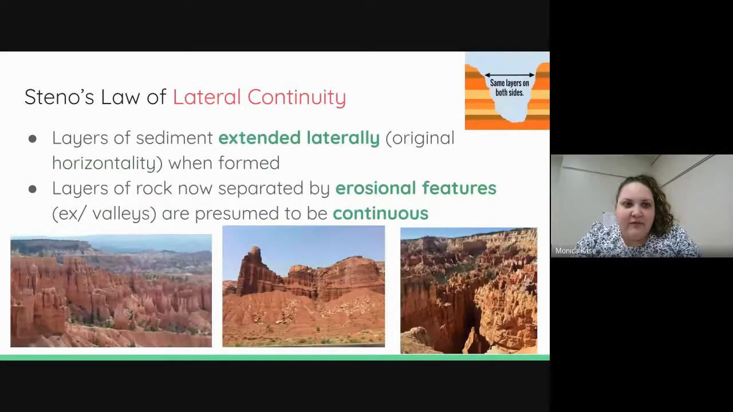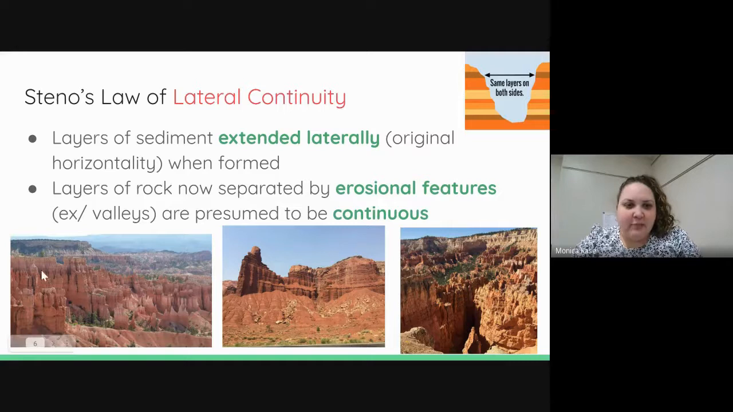And then we have Steno's law of lateral continuity. So here you'll see the rocks, the sediment, extended laterally. They were originally horizontal when they were formed. And as erosion has happened, you'll see some erosion there, but you'll still be able to see the layers going across even after that erosion has occurred.